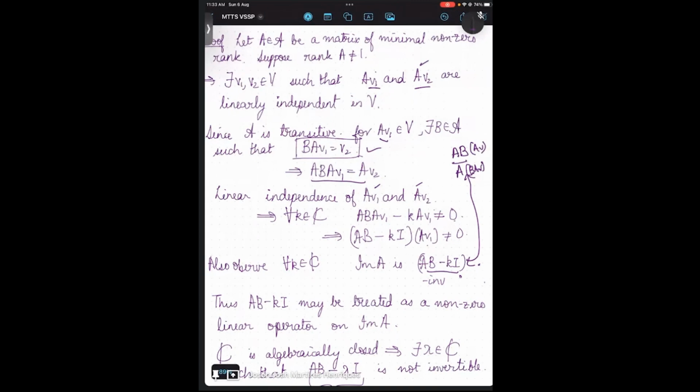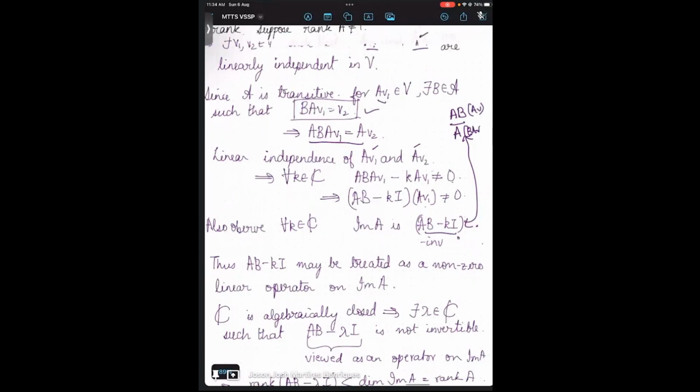I leave it to you all to check that in fact, this operator AB minus KI that I am considering is also going to have the image of A as an invariant subspace. So in particular, the nice thing about invariant subspaces is whenever I have a linear operator between two vector spaces, and I get an invariant subspace in them, then I can restrict my linear operator to this invariant subspace, and it will again be a linear operator because I know W will still map inside W.